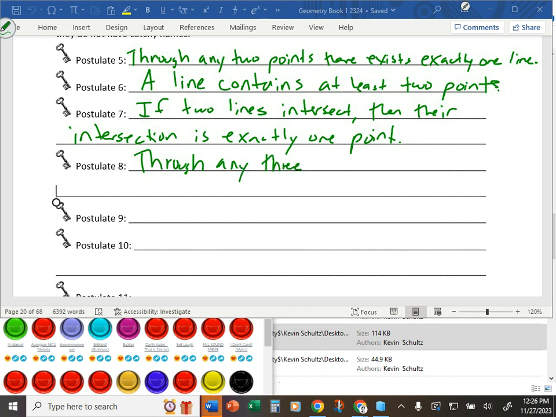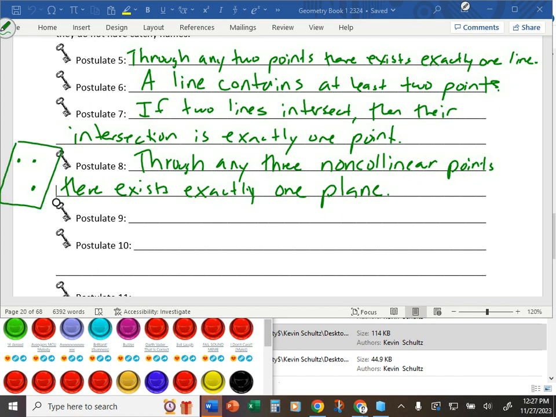Through any three non-collinear points, there exists exactly one plane. Remember, a plane is essentially an area of space that contains those three non-collinear points. Because with 2 points, right, I can make a line, no matter where those 2 points are. But if I add a third that's not collinear, now they're contained within this plane.